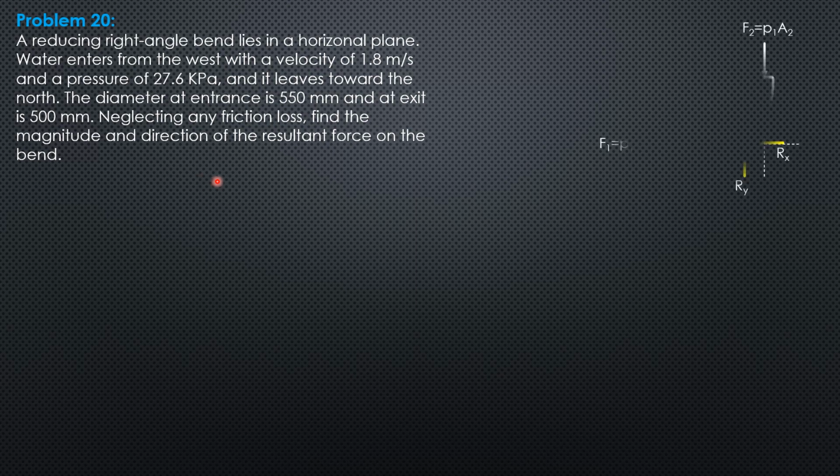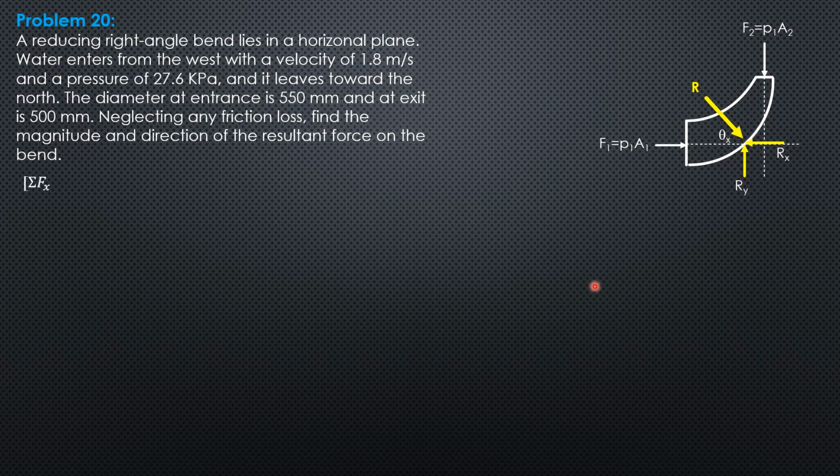So to help analyze the situation, let's have the figure. Water enters here at the rate of 1.8 meters per second with a pressure of 27.6 kilopascals, 550 mm diameter, and leaves towards the north with velocity to be determined, 500 mm diameter. So these are the components of forces needed to hold the bend in place. So the resultant force on the bend would be opposite to the resultant of these two forces to hold the bend in place. So it should be expected down to the right if these directions are correct.